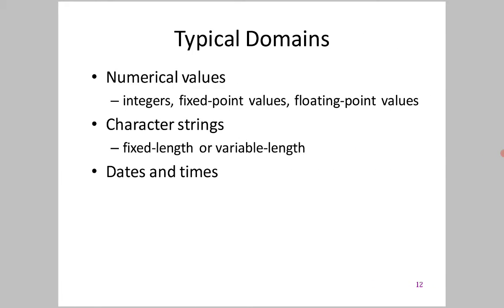So what are the different types of typical domains? The field or column values generally have numeric values, character values, string values, dates and times. Again, character strings are of two types, fixed length and variable length. Numeric values are of different types like integers, fixed point values, floating point values, like that.